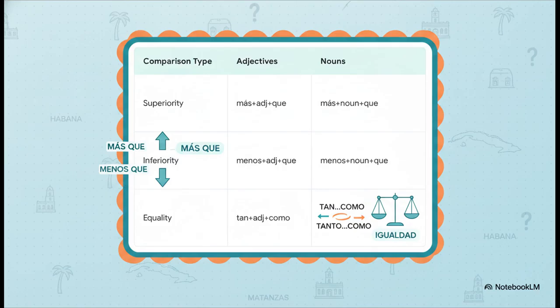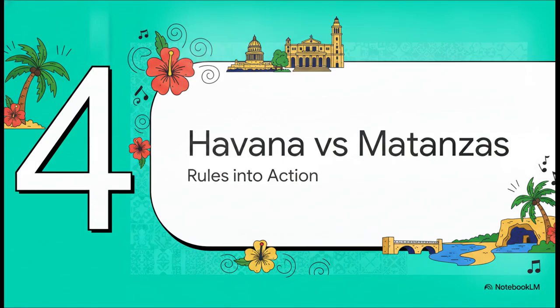So this all builds into what I like to call your ultimate cheat sheet. Notice how for superiority and inferiority, you use más que or menos que straight across the board, whether you're using an adjective or a noun. The only time you really have to pause and think is when you are expressing equality. Just remember that morphological change. It's tan for adjectives, but it shifts to tanto, tanta, tantos, or tantas the second you move over to counting nouns. Section 4. Havana versus Matanzas.